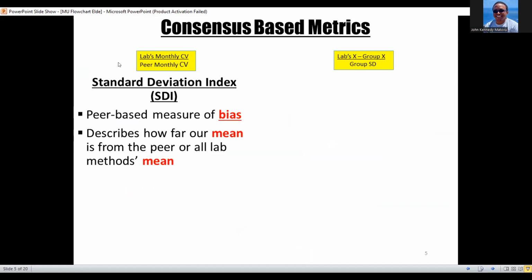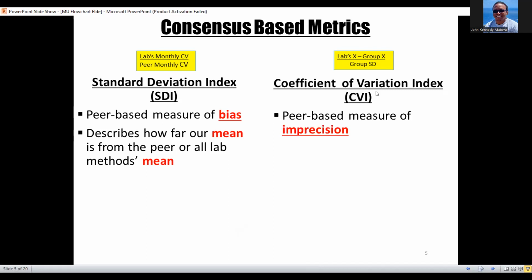SDI, please remember that the SDI that we obtain from EQA can be used to monitor your bias in relation to your MU. Now, on the other hand here, this is our CVI. Now, this is a peer-based measure of M precision.